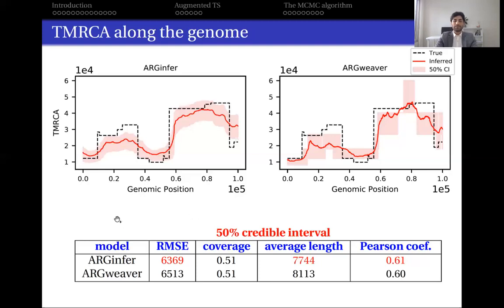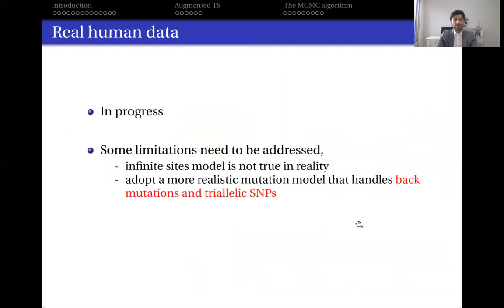The statistics are again reported for this parameter as well. RMSE for our method, ARGinfer, is better. The coverage is similar. The average length, again, our method does better. And the correlation is slightly better than ARGweaver. So these were on simulation data.